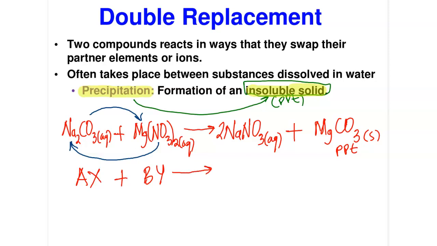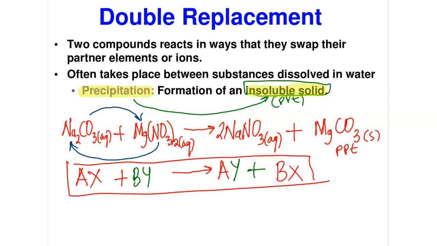Okay, I'm going to use a different color for this one. It's going to be AX plus BY. So if they exchange their partners, what are they going to form? Remember what I said, B is the metal, so that means this will go join this one. So I'm going to have here, in green, AY plus BX.